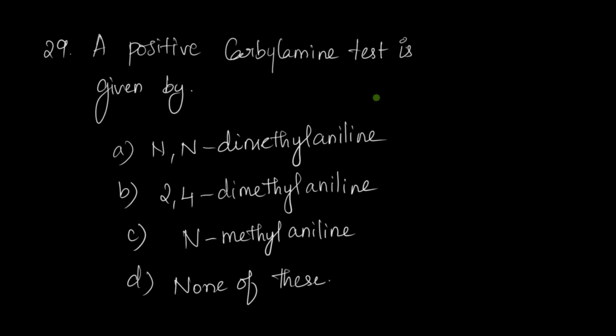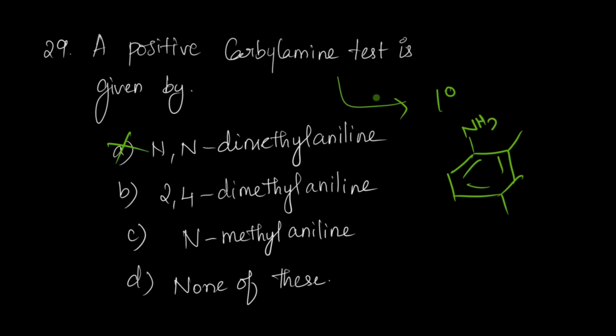Positive carbylamine test is given by. So carbylamine is just for primary amines. So N,N-dimethyl aniline, at that point only you can eliminate. 2,4-dimethyl aniline. Let's check with the other options as well. N-methyl aniline, no, that is becoming a secondary amine. So not the answer, none of these, obviously not.